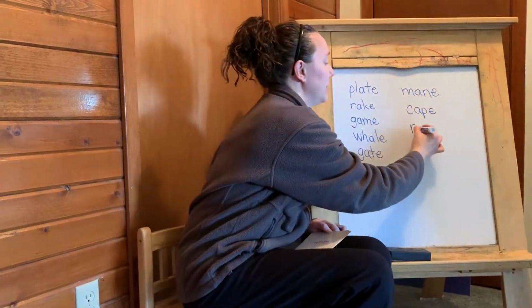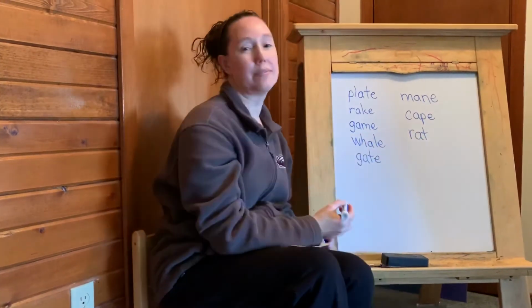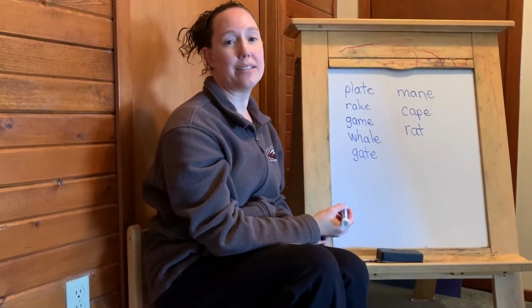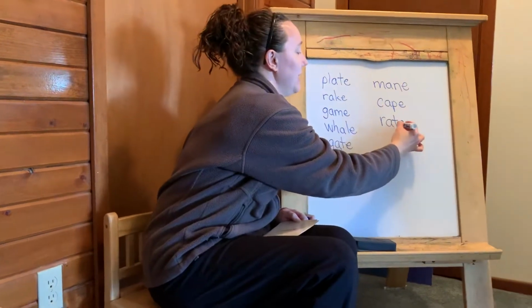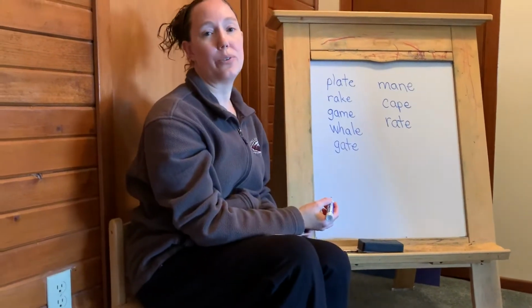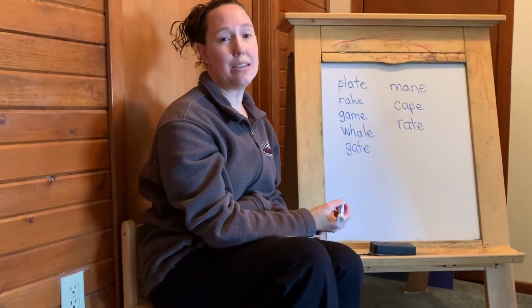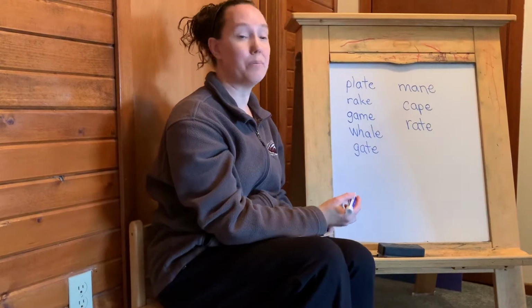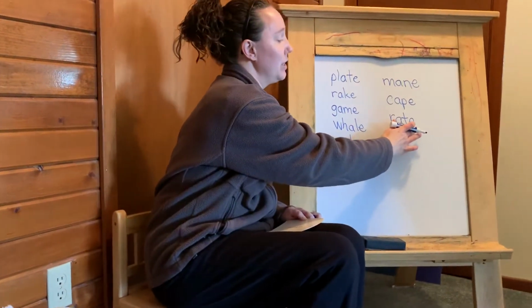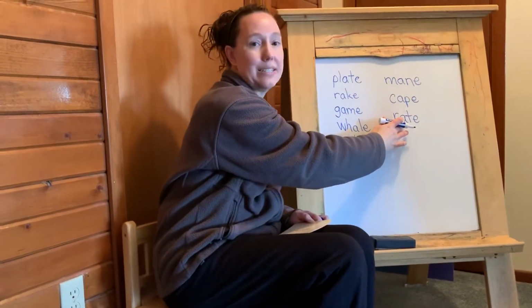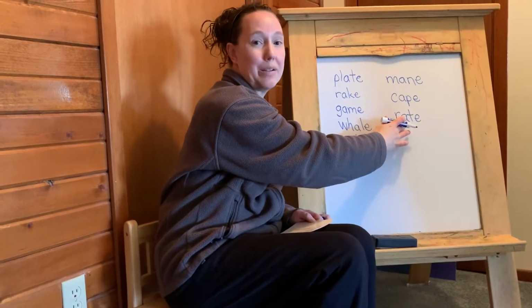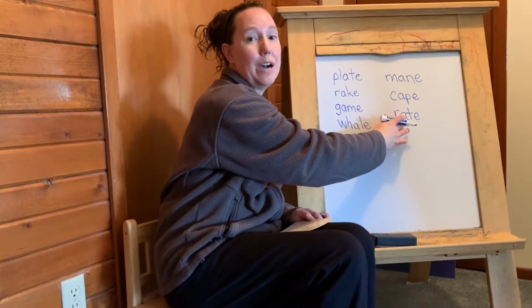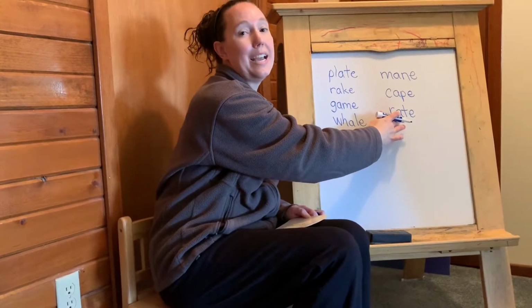How about this word? Rat. If I add the E, now it becomes rate. So those E's are very important, that we're putting them at the end of the word when that vowel needs to say its name. And since we're working with the letter A, the vowel says its long sound, A, A, A.